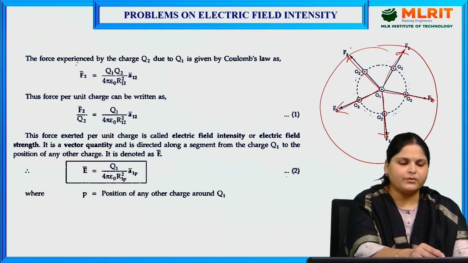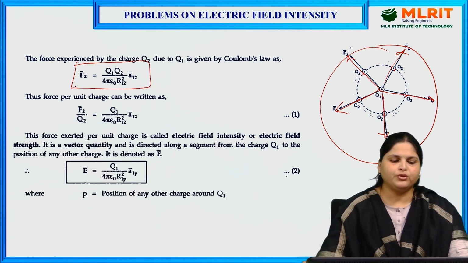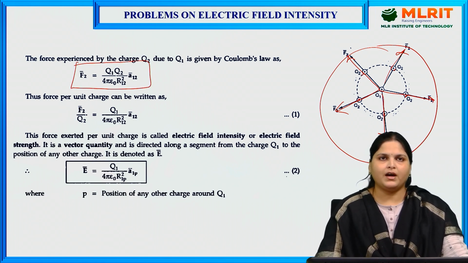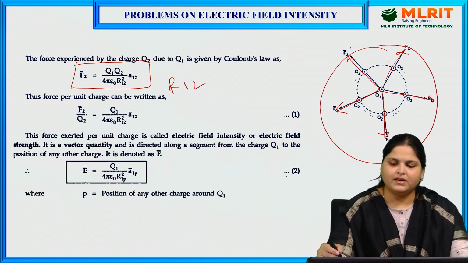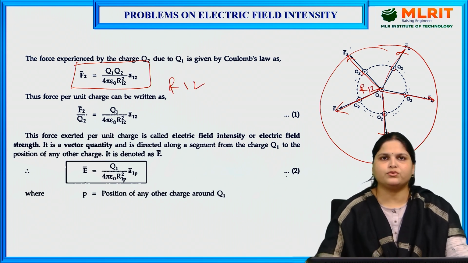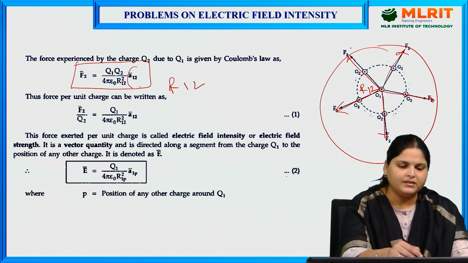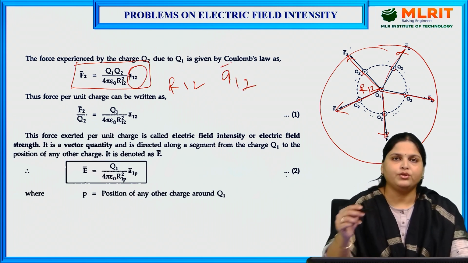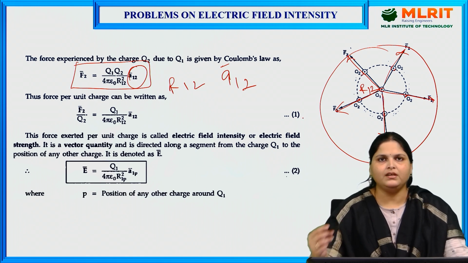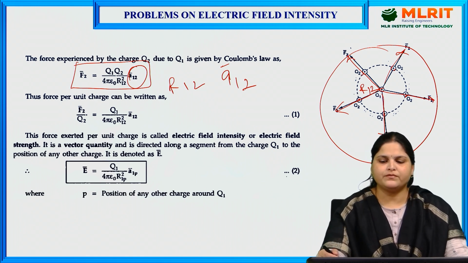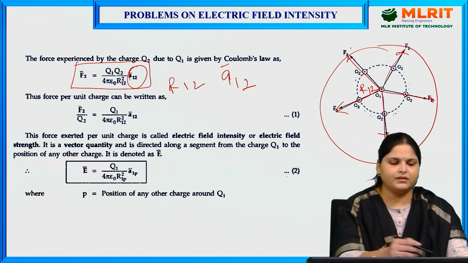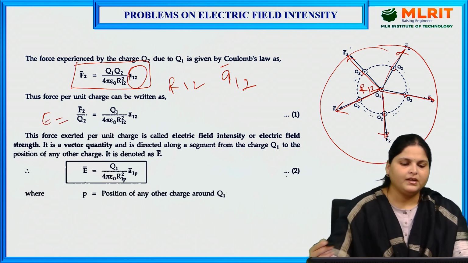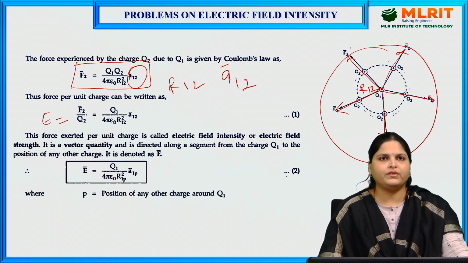So that force equation is given by Q1 Q2 upon 4 pi epsilon naught R12 square A12, where R12 is the distance between these two charges and A12 is the unit vector which shows the direction of the force, which is from Q1 to Q2. Now if we want to find out field intensity, this will be given by F2 by Q2 is equal to Q1 upon 4 pi epsilon naught R12 square A12.